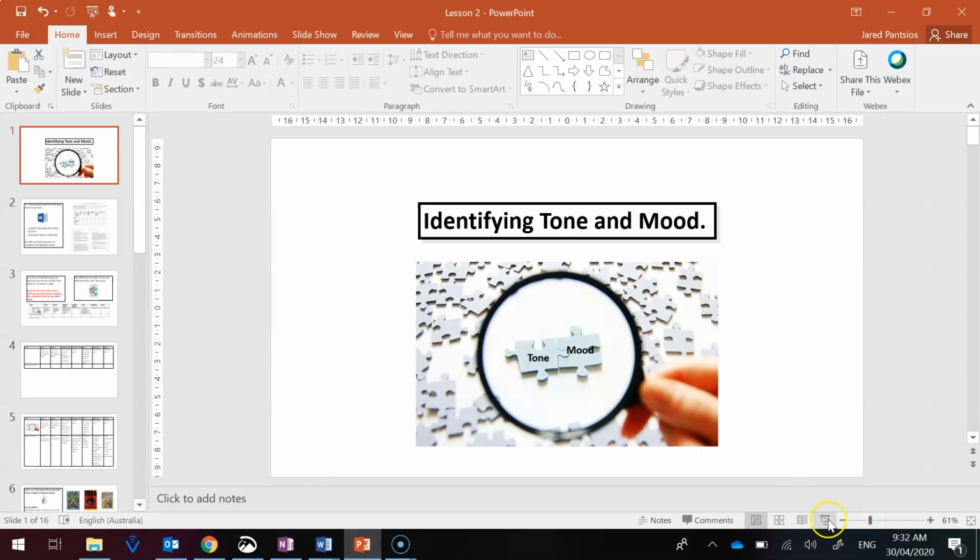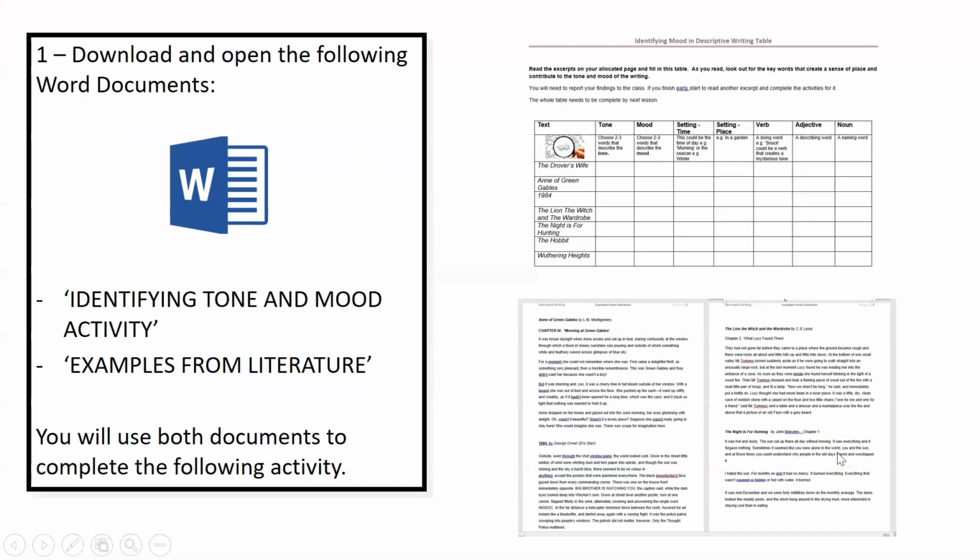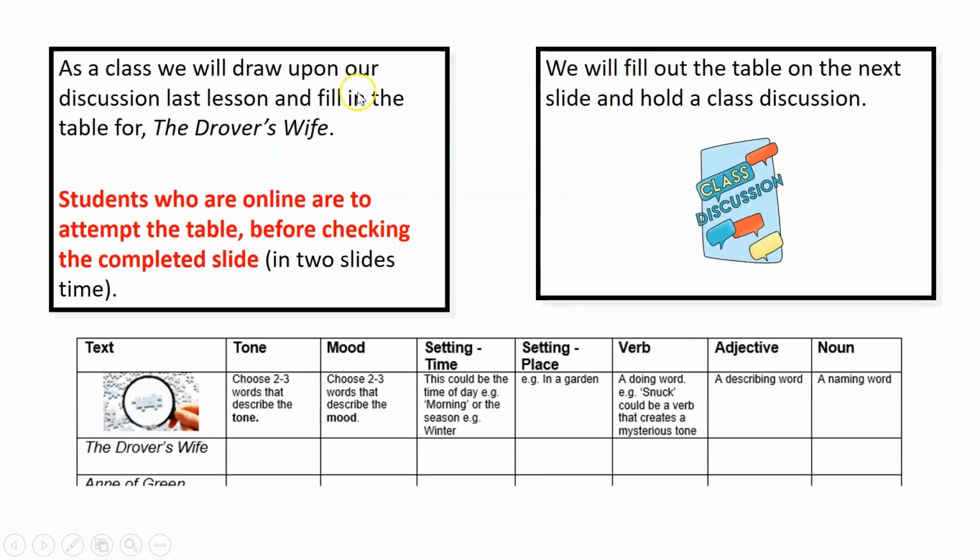Now, in terms of this PowerPoint, what you want to begin with is to make sure that you have downloaded those examples, which I have put here in terms of an image. You will use both of these to complete the activity for today. As a class, we're going to reflect and draw upon our discussion last lesson from Henry Lawson's The Drover's Wife. Students who are online are asked to attempt to complete this table by themselves, but those in class will complete it together as a class and brainstorm.